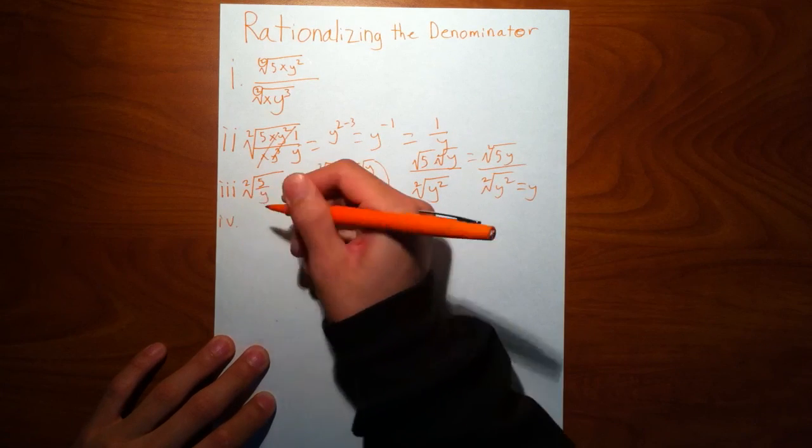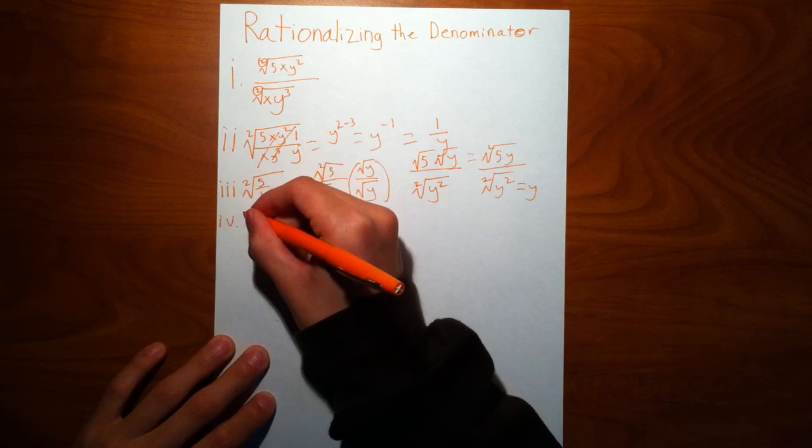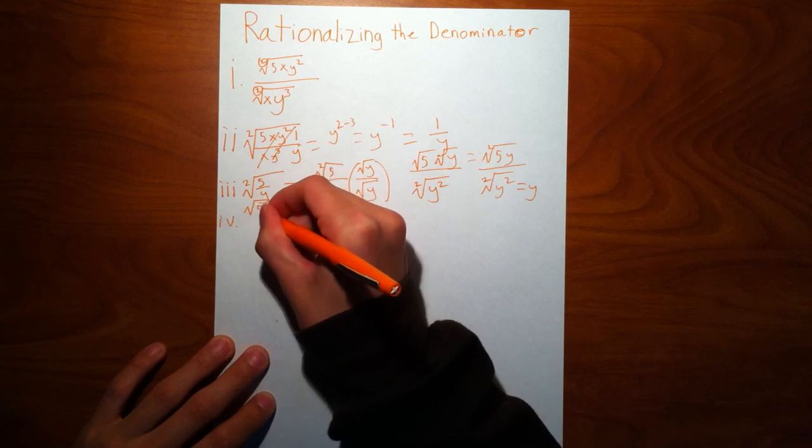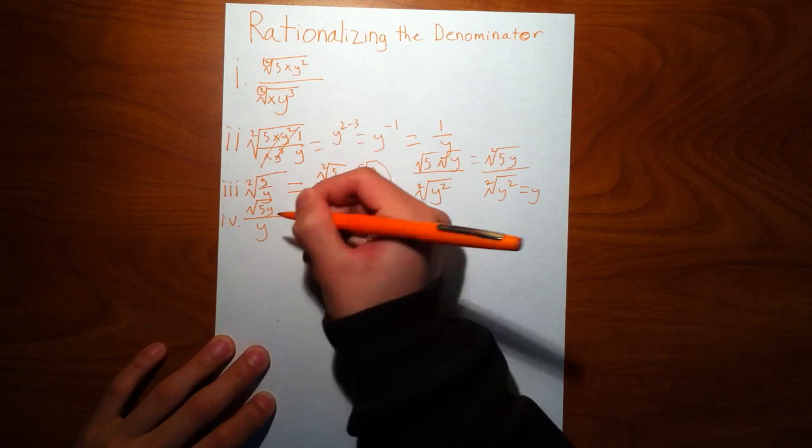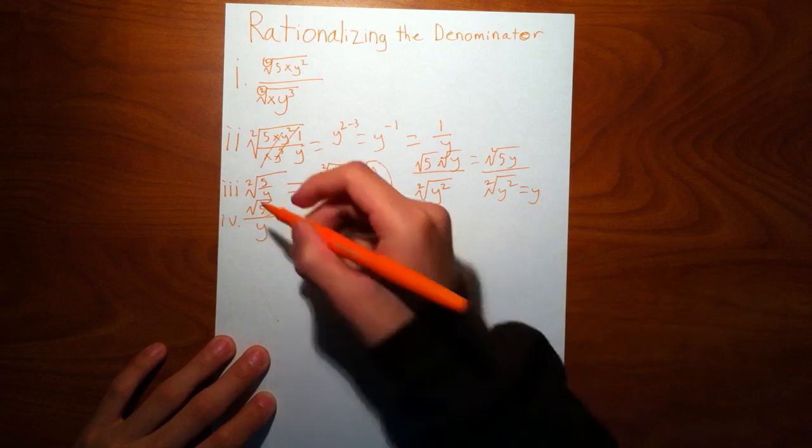So in the fourth step, I'm just going to clean this up a little more. Square root of 5y over y. And that is your final answer.